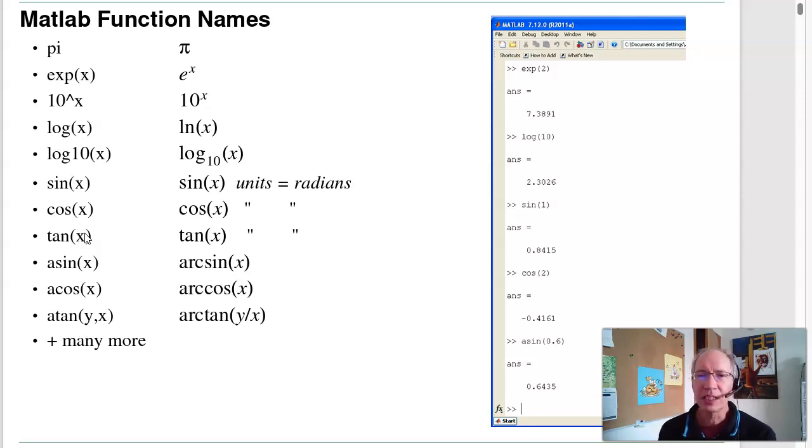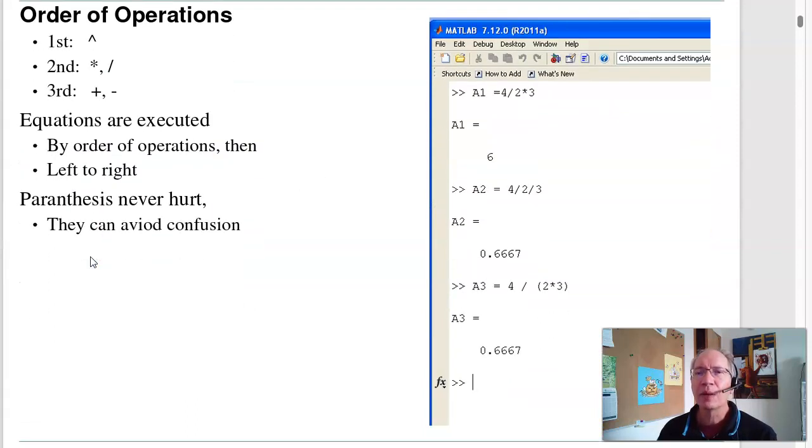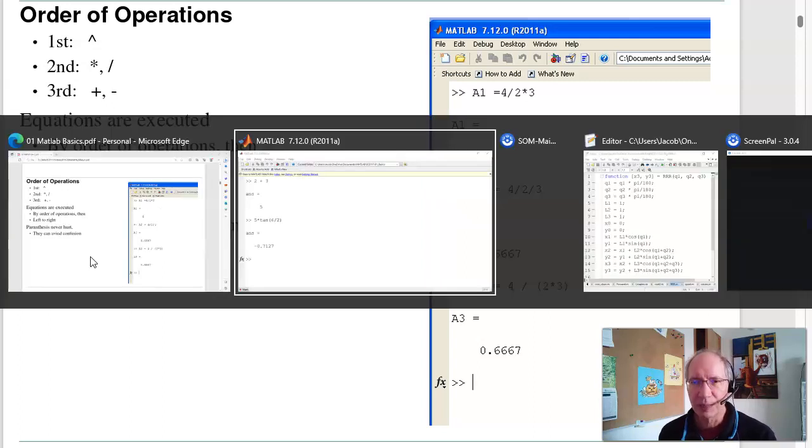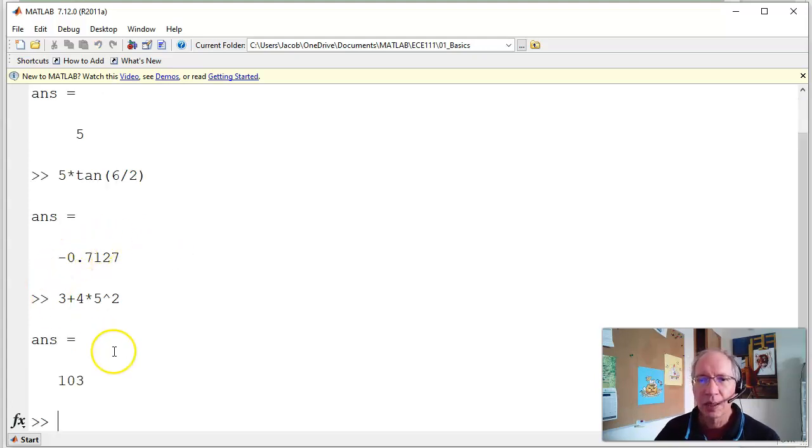You've got sine, cosine, tangent, arcsine, arccosine. Actually, there's thousands of other commands. MATLAB also respects the order of operations. If I do something like this, what is 3 plus 4 times 5 squared? Powers happen first. This will do 5 squared times 4 plus 3.